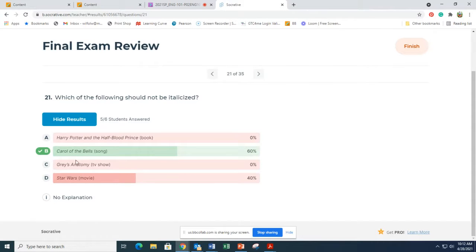All right, so just remember the general rule with italics is anything big, like an entire book, an entire movie, an entire website, an entire TV show, an entire database, an entire whatever. If it's big, it goes in italics. If it's one single thing, like a single song, a single chapter in a book, a single article, if it's little, single, then it goes in quotation marks, not italics.